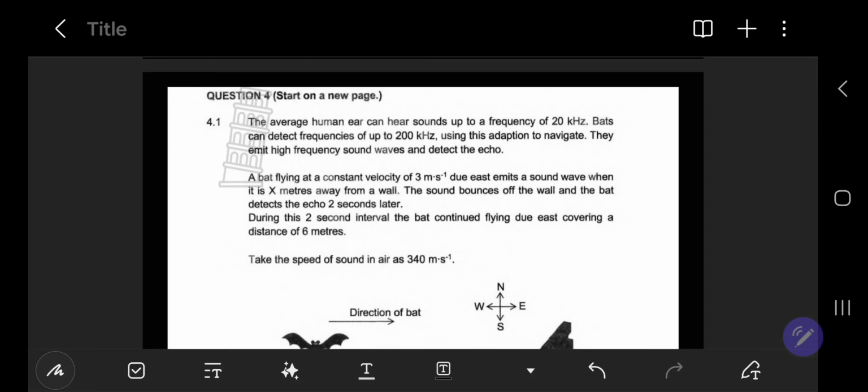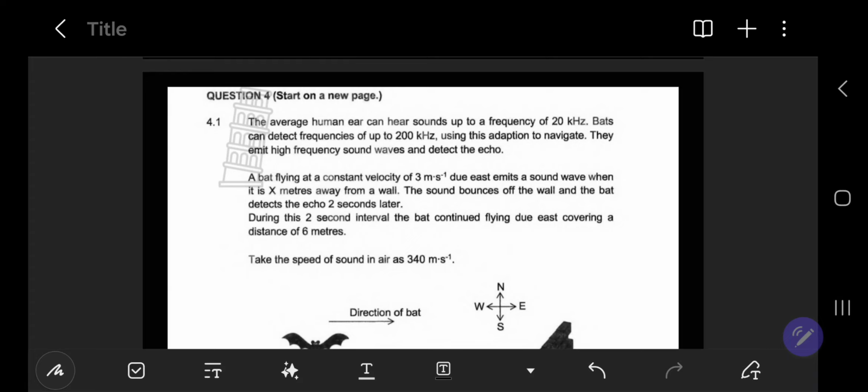We're now on to question 4, and this is an extension of waves, but it's tested as sound. So it's everything to do with sound, its applications, its uses. We cover ultrasound as well as echolocation.